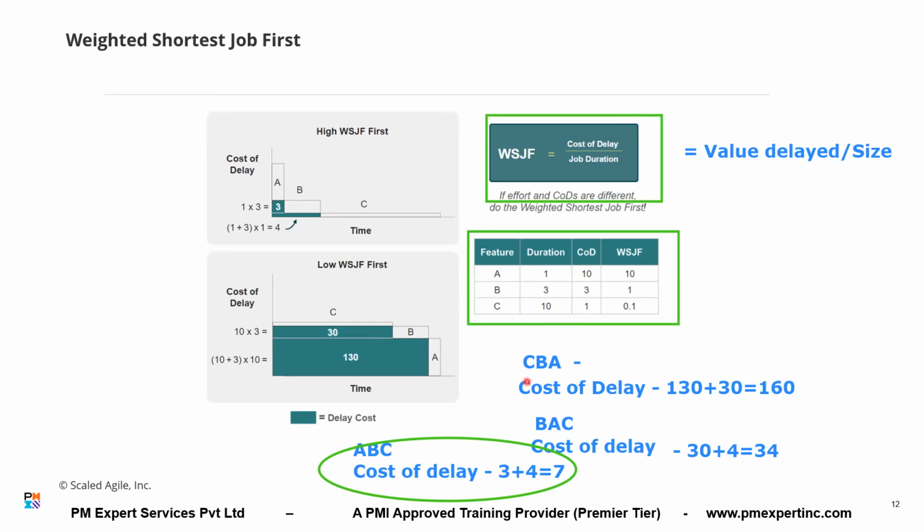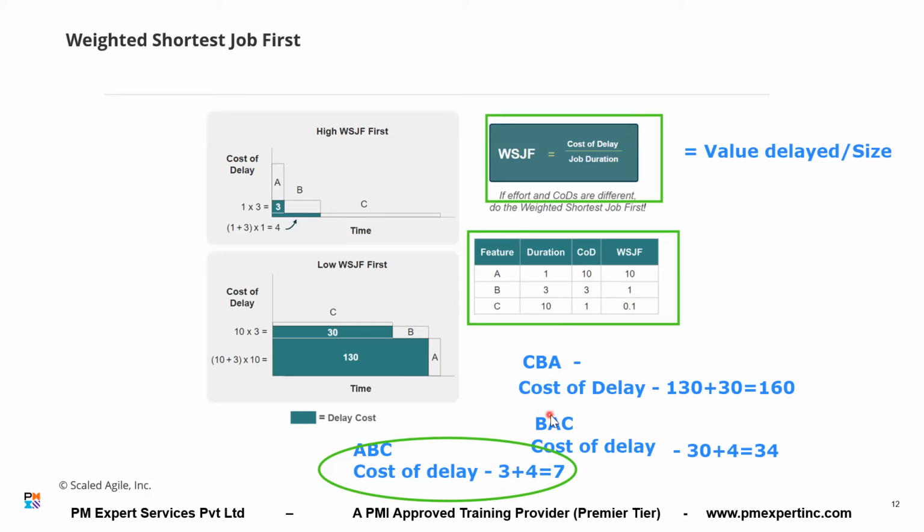Now, similarly, after how many days am I starting A? We are starting on the 14th day. So have I delayed A by 13 days? Yes. What is the per day delay for A? 10. Okay, 130 plus. So 160 is the cost of delay if I do C first, then B, then A.